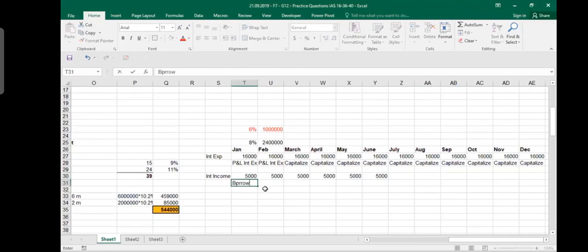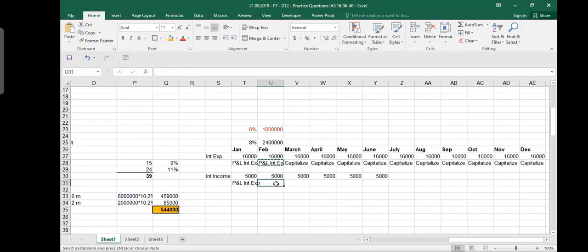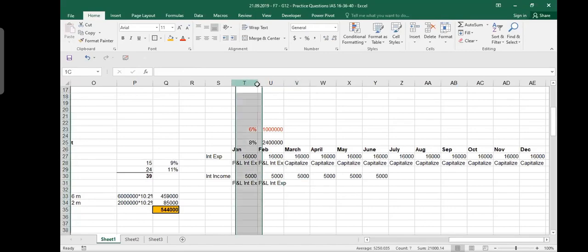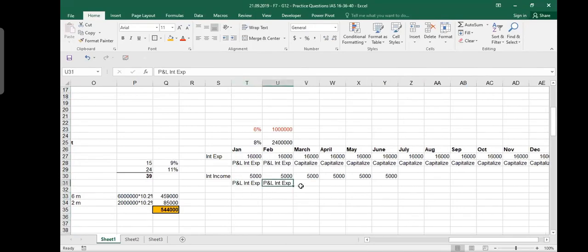I cannot take it to the borrowing cost, because where is this going? It is going to P&L. This will also go to P&L. This period is for P&L. This will also go to P&L. And here you will do it with the capitalization. You will make the same treatment.